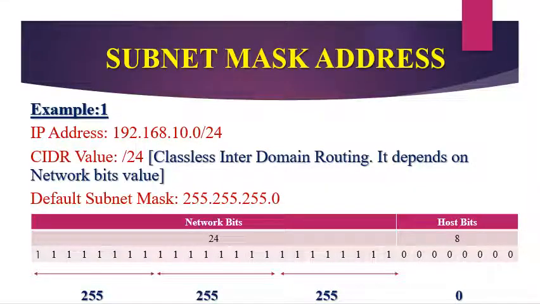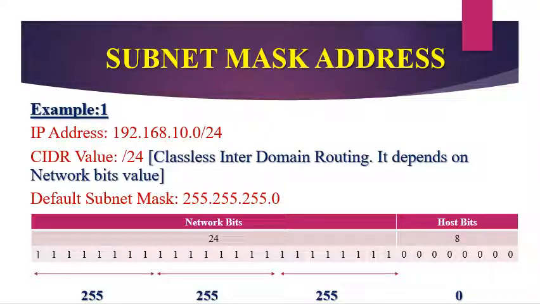And so how do we find the subnet mask address? Here I have given one example. The given IP address is 192.168.10.0/24. So slash 24 means what? The CIDR value. That CIDR value depends on the number of network bits in a particular class. The class starting from 192 and above belongs to class C. So the given IP address belongs to class C. In class C, the number of network bits is 24 and the number of host bits is 8. So the CIDR value is also 24.